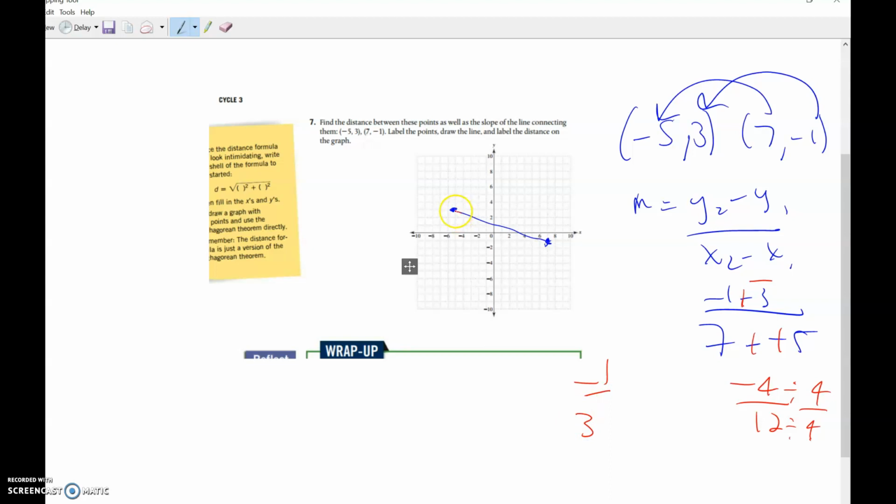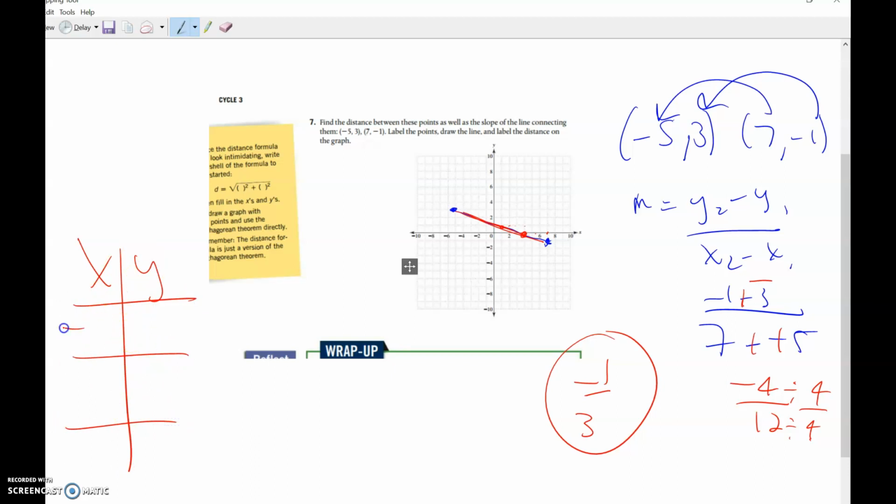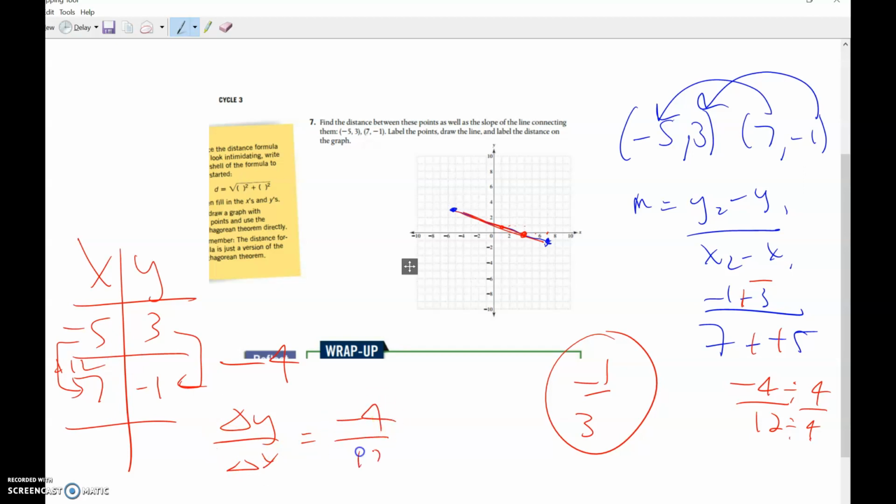And does that seem reasonable? Well, it's going down, so that seems reasonable. I could count. If I rise 1 and go backwards 3, am I on a point? Yep, so that seems reasonable. The other way I could get my slope is make my little XY chart and kind of do the change, more of the rate idea. So this is going down by 4, and this is going up by 12. So change in y over change in x. So negative 4/12. Again, I can simplify to negative 1/3. So that's your slope. Now, what about distance?